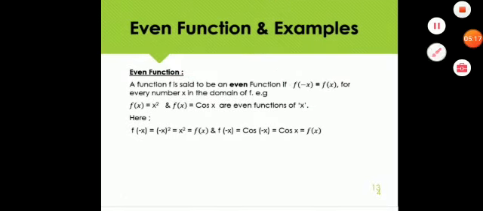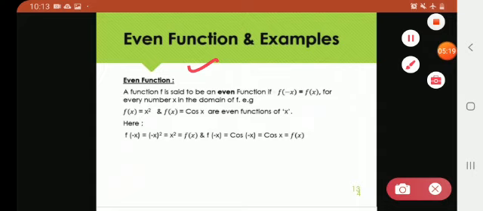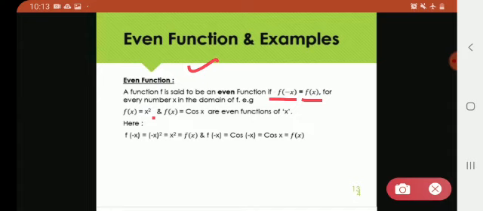Let us check the definition now. Even function: a function is said to be an even function if f of minus x is equal to f of x for every number x in the domain of f. For example, if we have f of x equals x squared, these are two examples of even functions.